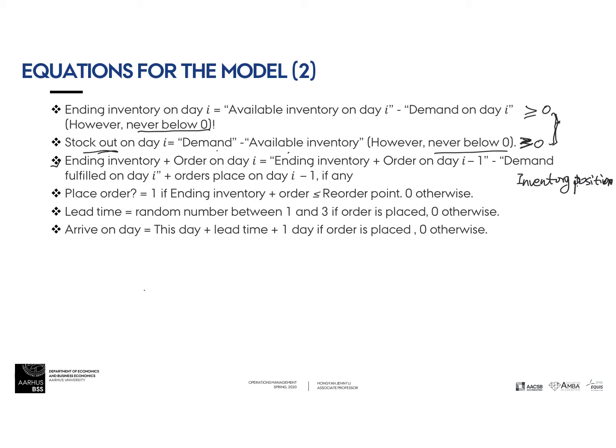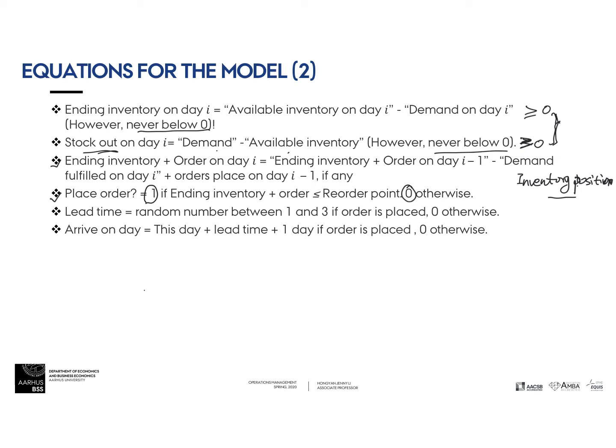And then place order, this is a decision. So this is a decision, place an order or not. So if your ending inventory plus your order, basically we say if your inventory position is less than or equal to the reorder point, your threshold, then you order. Otherwise, you do not order. So if this value equals 1, then you place an order. If the value equals 0, then you do not place an order.